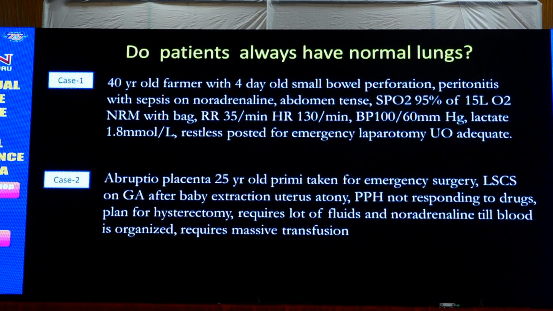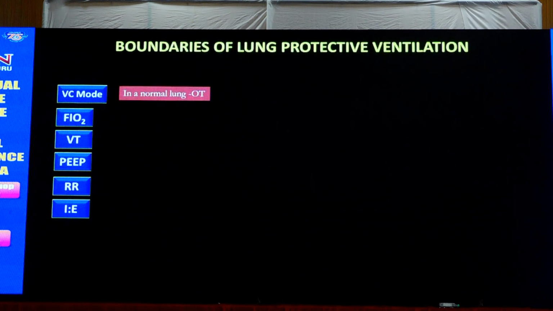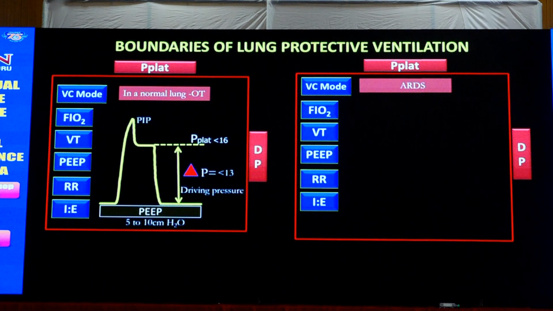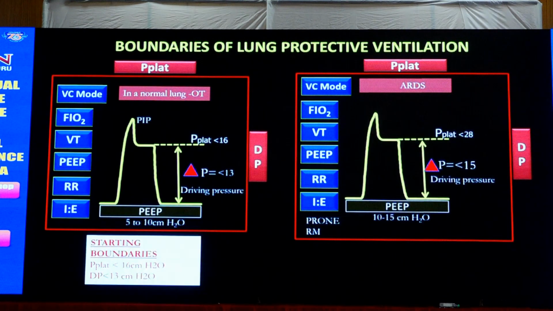And do we always have normal lungs in patients we anesthetize? See, we may have a patient who comes with a bowel perforation and already not saturating well, mild sepsis, isn't it? So producing a lung protective ventilation is always required even in ICU, and you may start with a normal lung, but the patient may develop a trolley. So the lung may become sick. So you should know what are the lung protective boundaries. See, these are the boundaries, whatever setting you do.